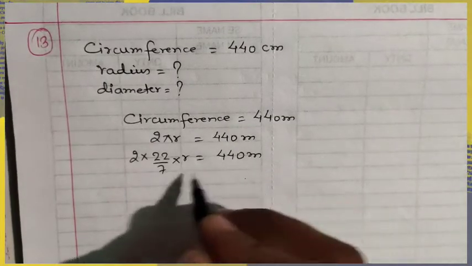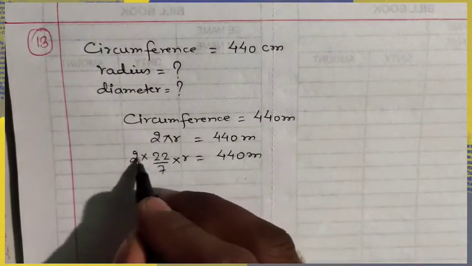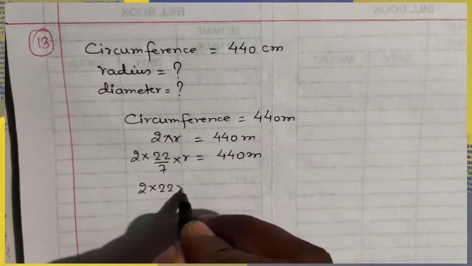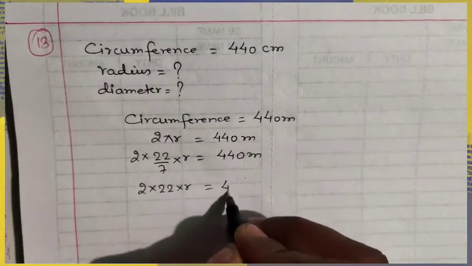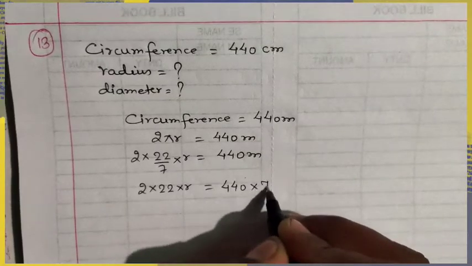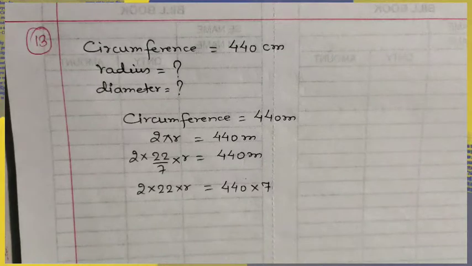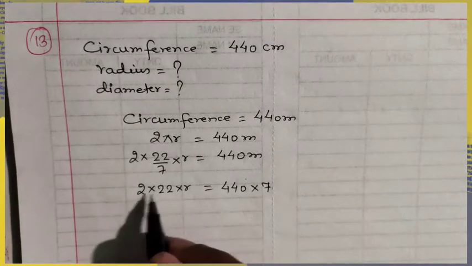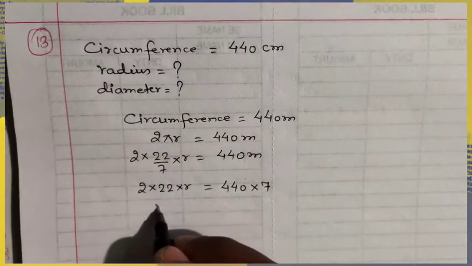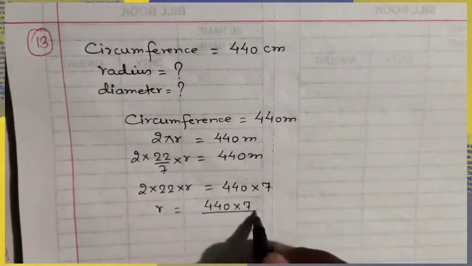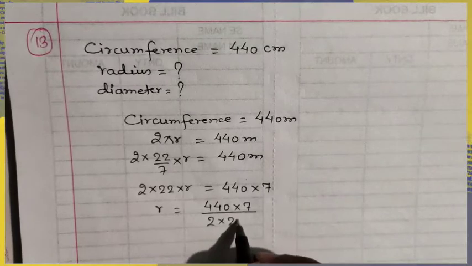And for calculating the value of radius, we have to remove these three values. Now in the next step we will remove 7. 2 into 22 into r is equal to 440 into 7. Since it was in division, when it goes to that side it will become multiplication. Now we have to remove 2 and 22. R is equal to 440 into 7 divided by 2 into 22.